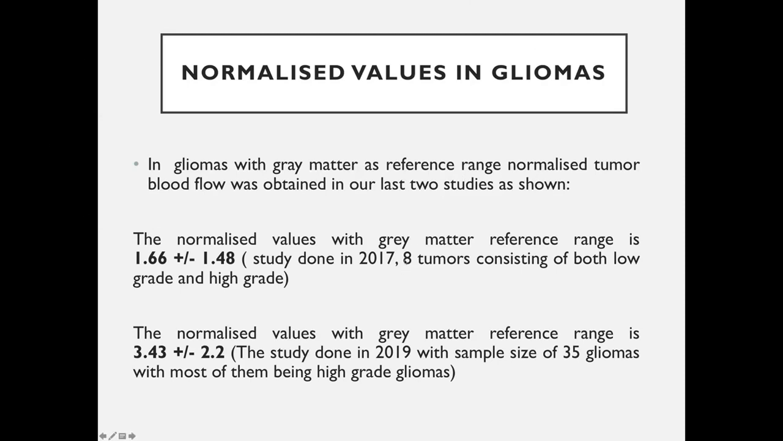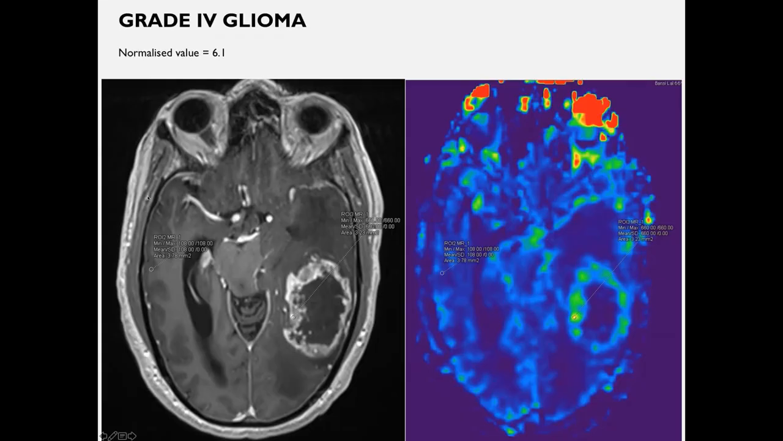The normalized values with gray matter reference range we obtained in gliomas was 1.66, the ratio. But the problem in that study was we just had 8 tumors and most of them were intermediate to low grade tumors. Then we did another study in 2019, we had a large sample size. So we got 35 gliomas and most of them were high grade gliomas, and we got the ratios around 3.43 with a range of 2.2. So what does that mean? Now let's go to this example.